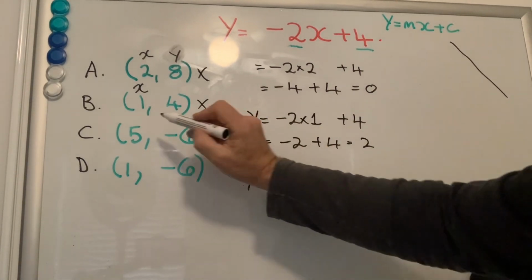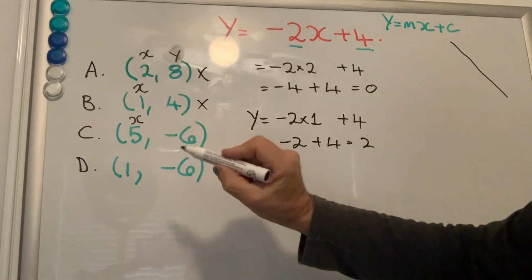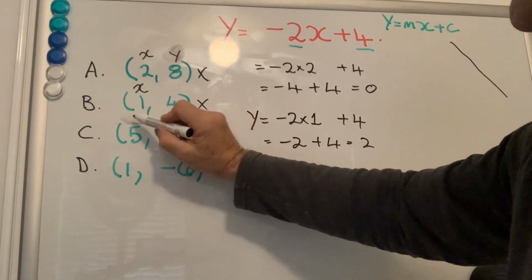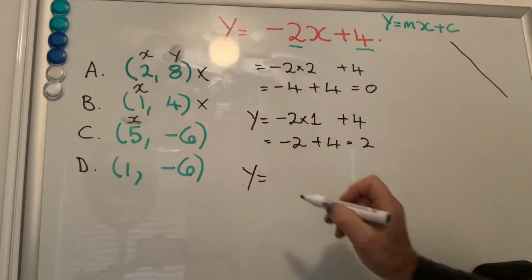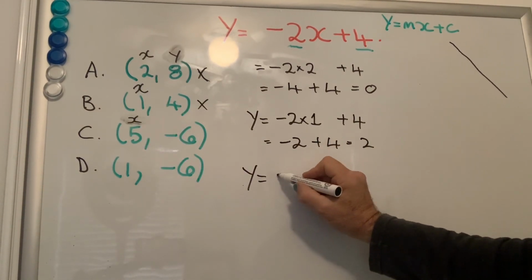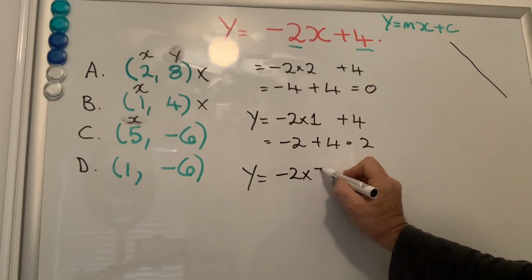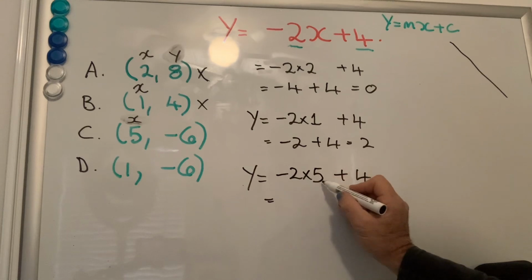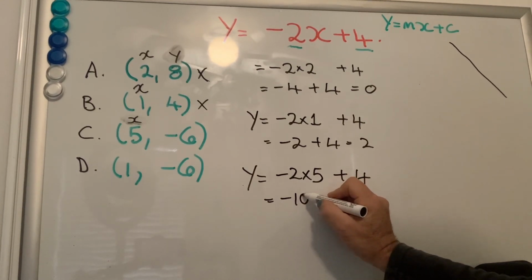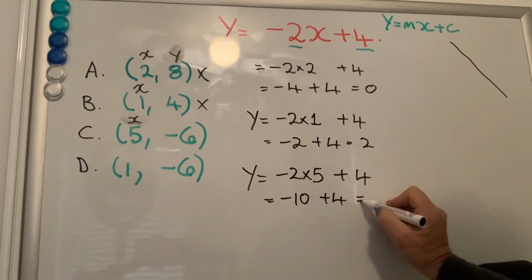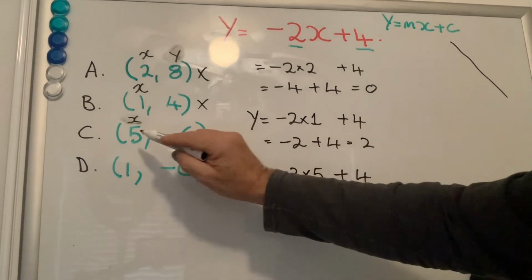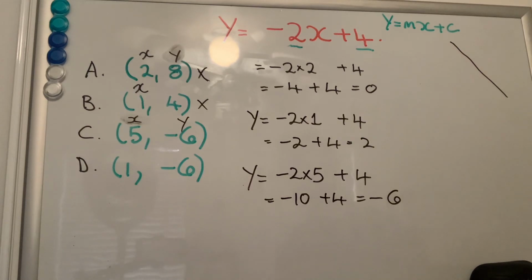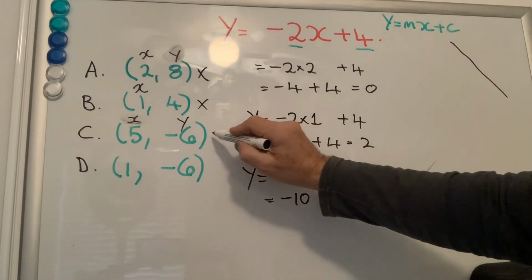y equals, just do that properly there. Next there, okay. So y equals minus 2 times 5 plus 4. So that equals, well, minus 2 times 5 is minus 10. Minus 10 plus 4 is equal to minus 6. And look at that. So when x equals 5, y in this coordinate equals minus 6. So that is correct. So that is the answer there.